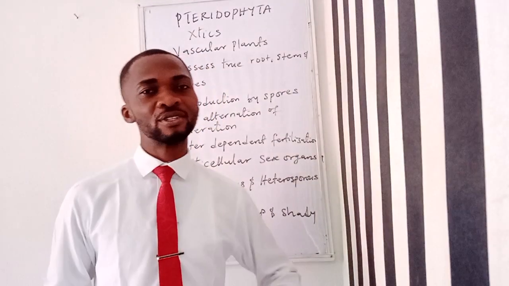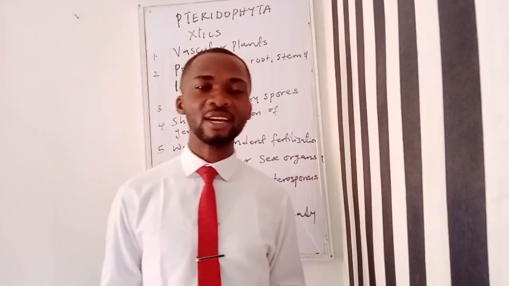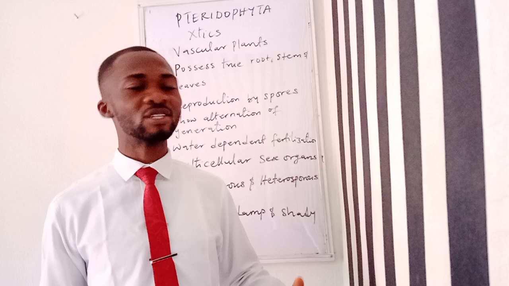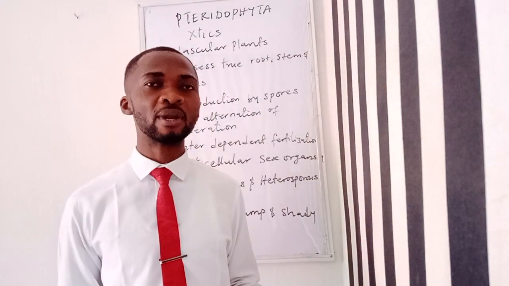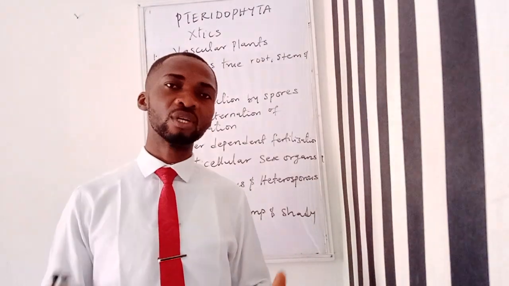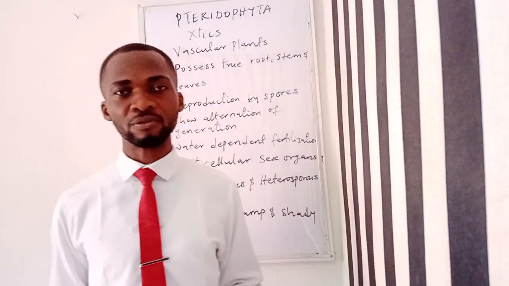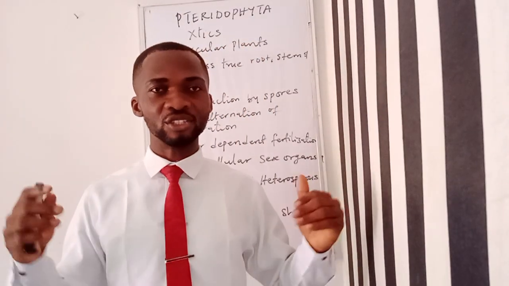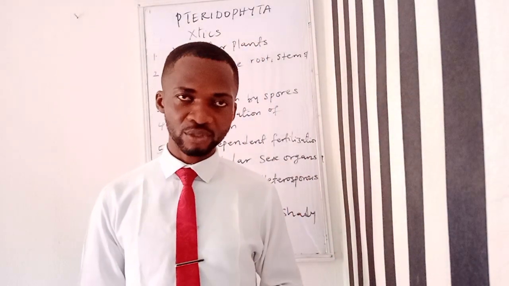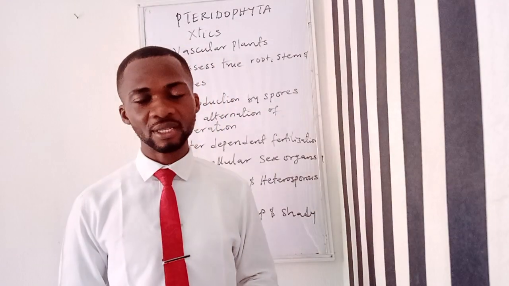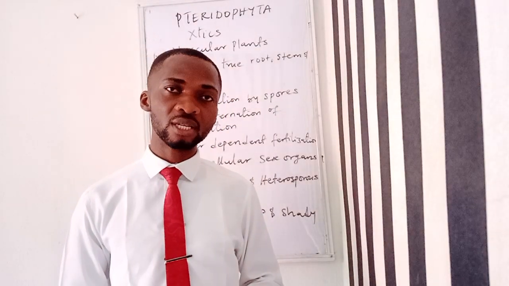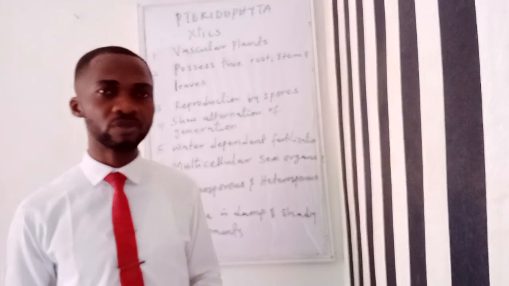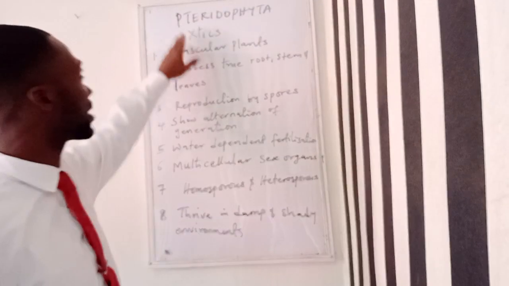So, in this second phase of the study of plants, that is botany, we are going to be looking at the study of the higher plants. These higher plants include the pteridophyta and the spermatophyta. And when I say spermatophyta, I'm talking about the gymnosperms and the angiosperms. These are the seed-bearing plants. That's the last group of plants we're going to be studying, and that is the most advanced group of plants. For the purpose of today's studies, we are going to be looking at the pteridophyta, like I said.